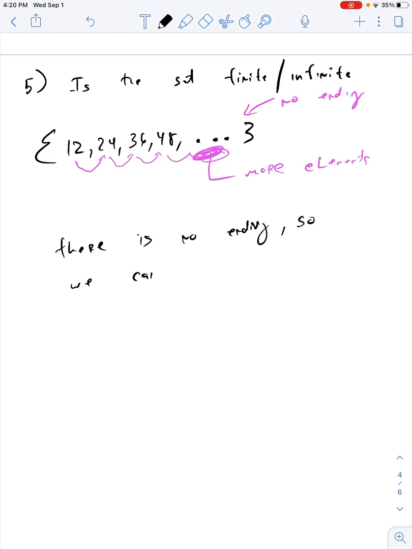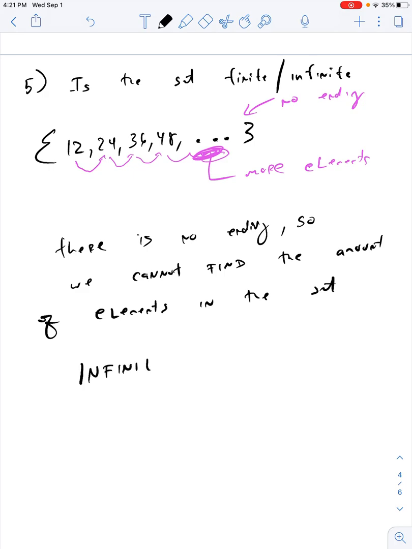So we cannot find the amount of elements in the set. Therefore, this is infinite, right? We cannot find that whole number, right? Okay.